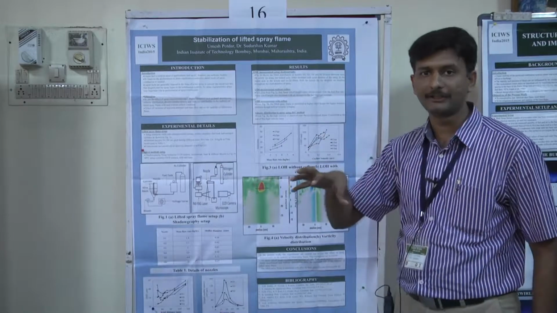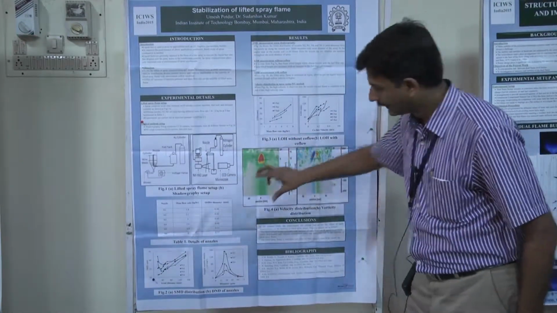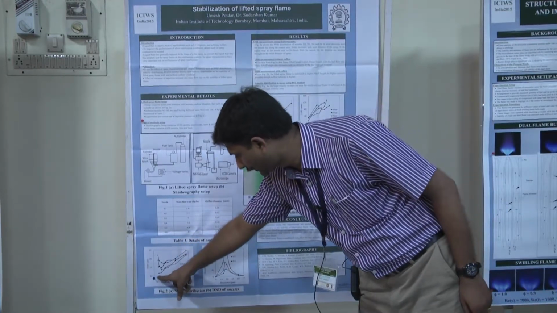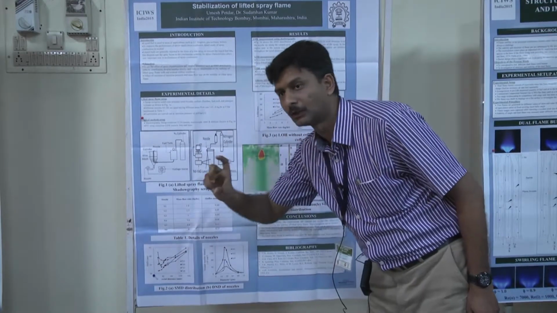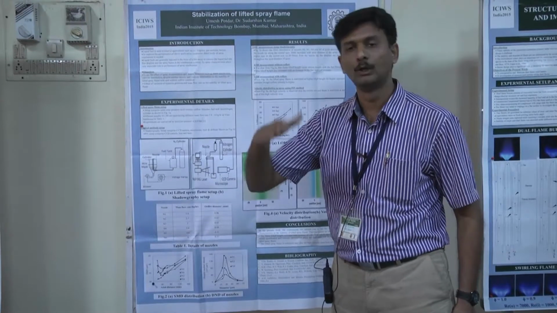We carried out the non-reacting work. So these are the works of shadowgraphy, and these are the works of the PIV. In the shadowgraphy, we measure the SMD distribution. We observe that in the range of 20 to 35, we got a smaller SMD distribution. So it's one of the reasons for the stabilization of the liquid spray flame.